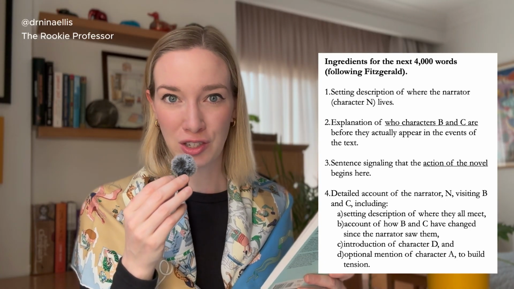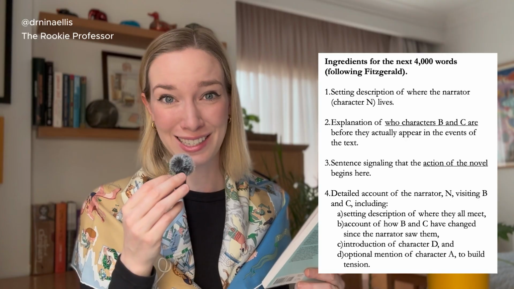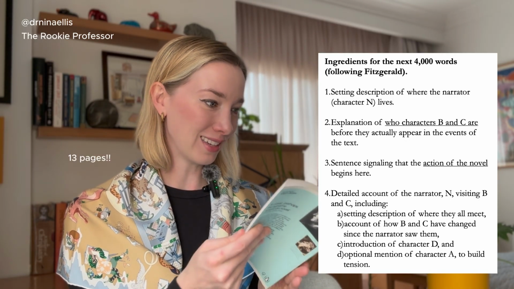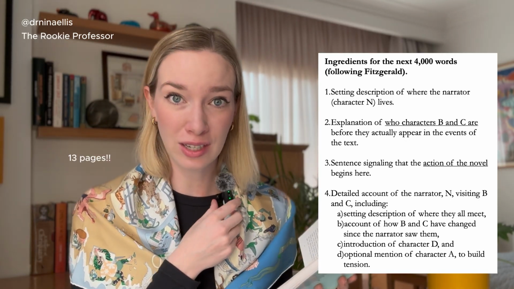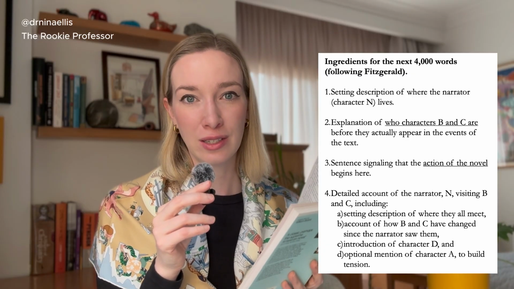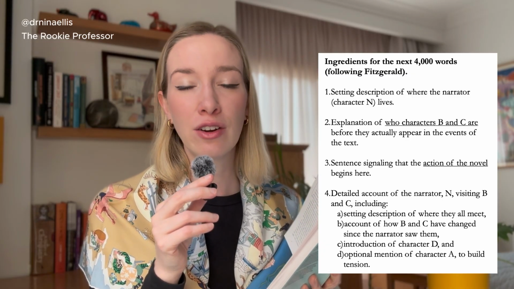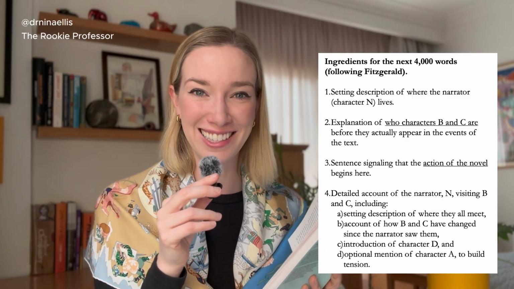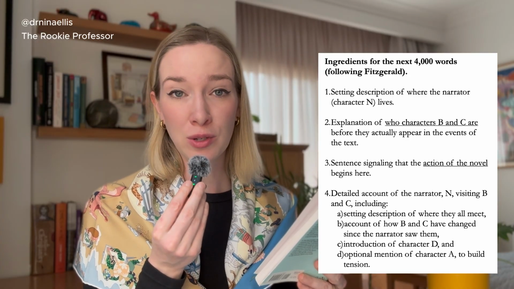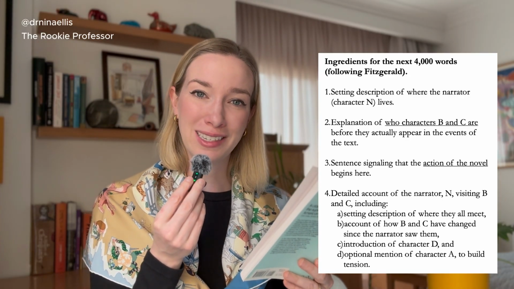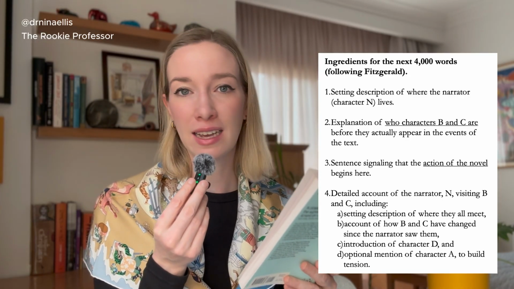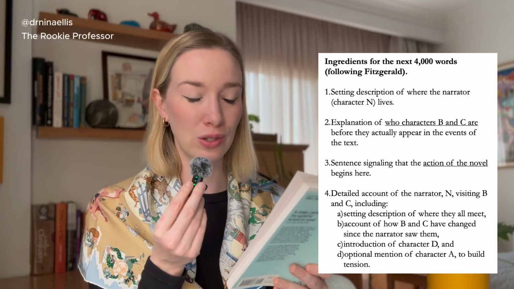In Fitzgerald's version, here's how many pages this takes up. 1, 2, 3, 4, 5, 6, 7, 8, 9, 10, 11, 12, 13 pages. You should describe your narrator's visit to characters B and C in as much detail, and here are some other things to include in that section. So there should be a description of the setting in which the narrator meets characters B and C. It doesn't have to be their home, but wherever it is, you should describe it.